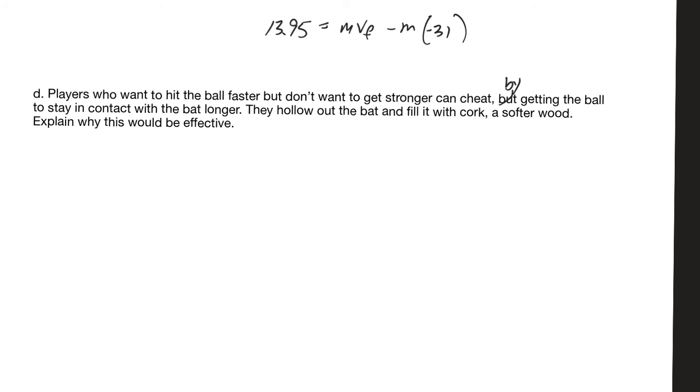This is effective. Manipulating the time of contact is effective at causing a larger change in momentum. If you can make the ball stay on the bat for a longer period of time, then you will get a larger impulse. That's the first thing that needs to be said. The second thing is that a larger impulse means a larger change in velocity. That's the second thing that needs to be said.